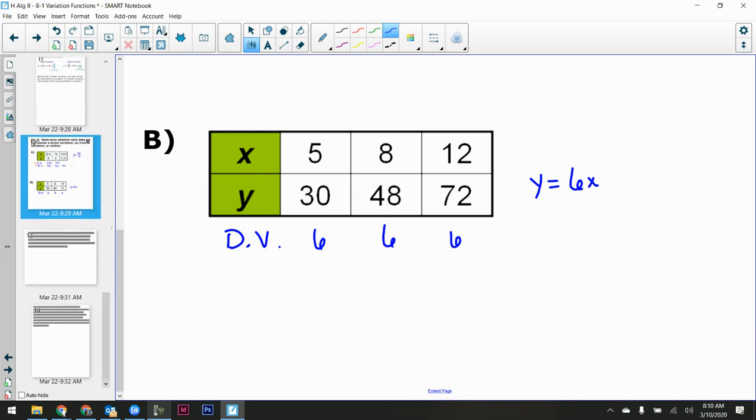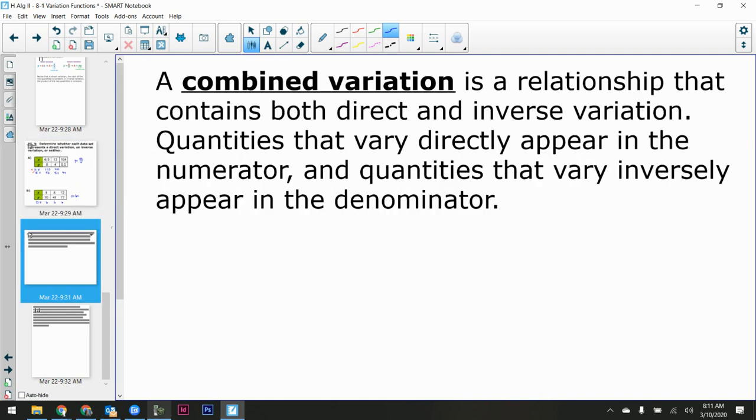Okay, one more type of variation. Combined variation. It's all in the name. You just combine them all and mix them all up. I could keep giving you variables and telling you whether they're direct or inverse. Anything direct should go in the numerator and anything inverse should go in the denominator. It's a relationship that contains both direct and inverse variations. Quantities that vary directly appear in the numerator. Quantities that vary inversely appear in the denominator.